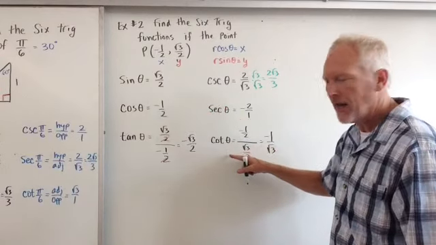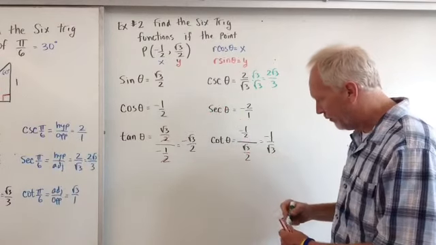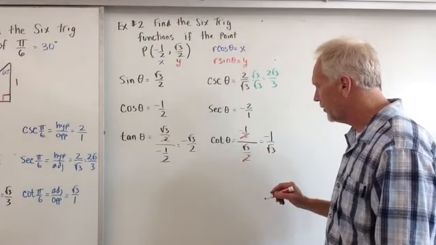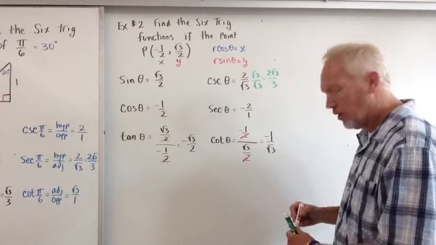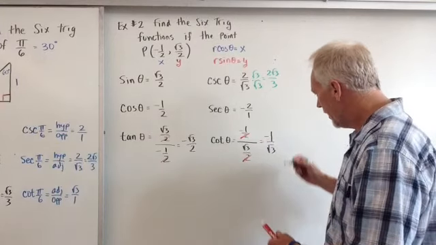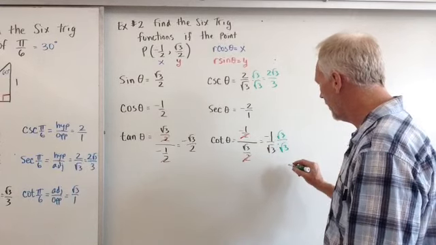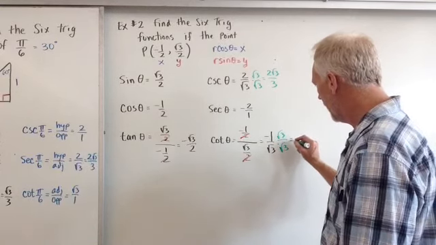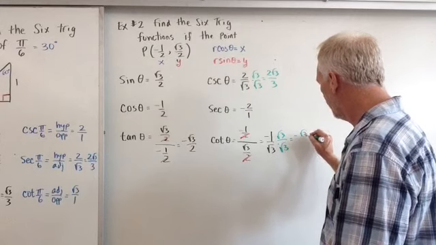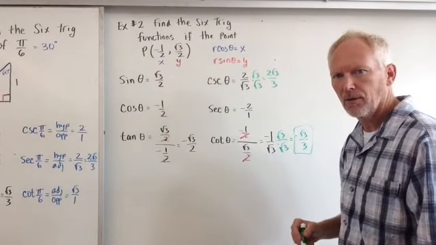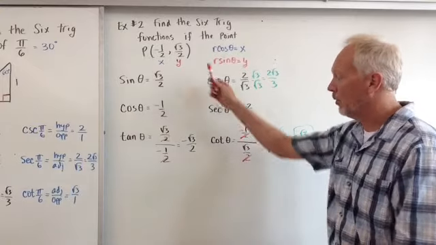And finally, cotangent is negative 1/2 over root 3 over 2. And again, if we simplify those 2's out, we get negative 1 over root 3. If I multiply by the square root of 3, top and bottom, we'll end up with a result of negative root 3 over 3 as our cotangent for the given points.